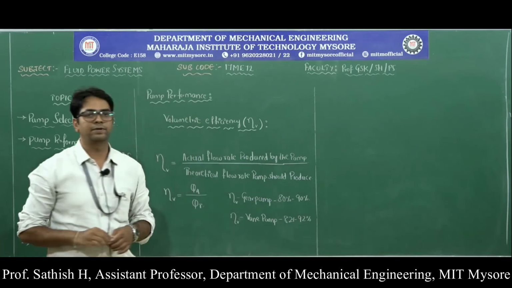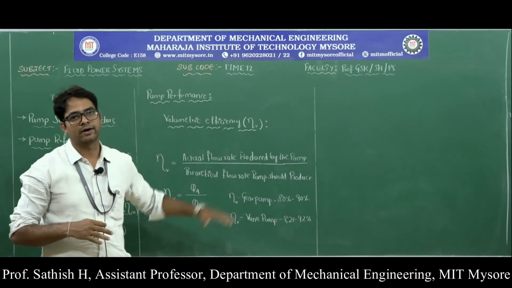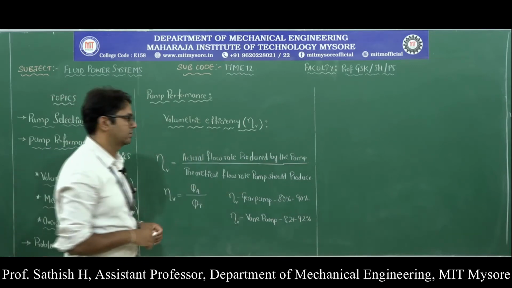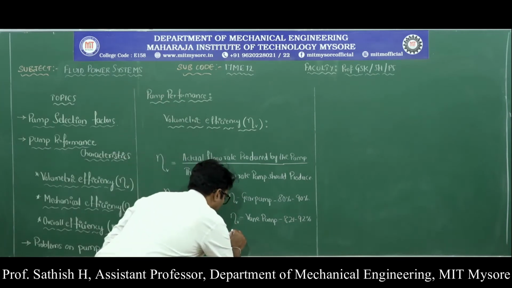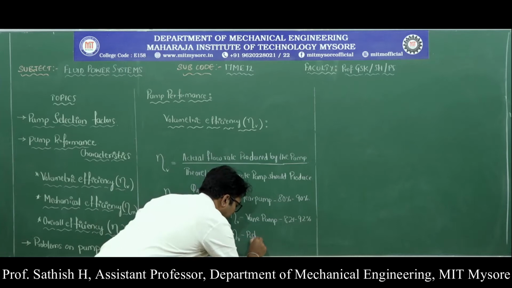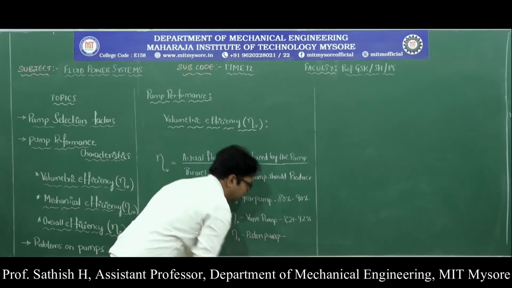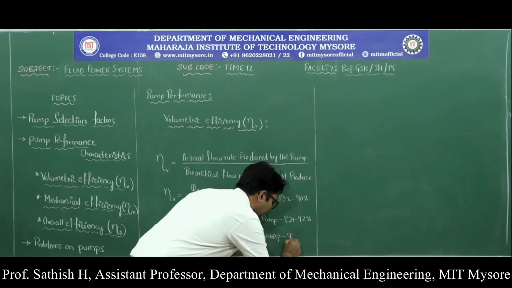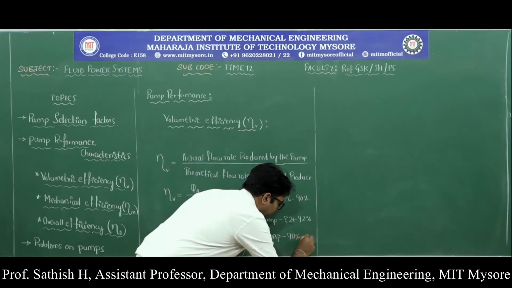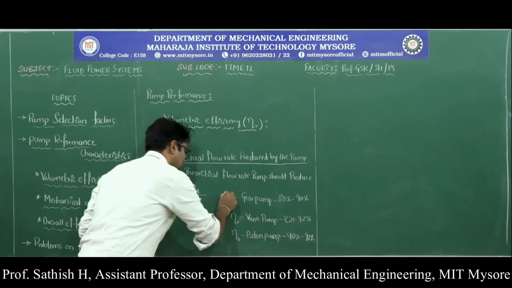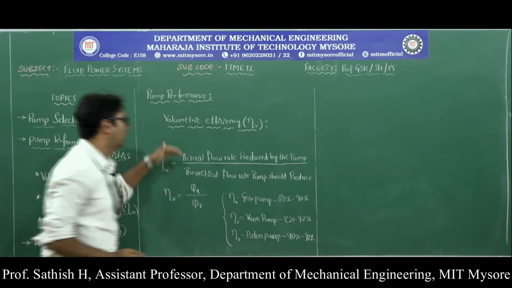And then we have the piston pumps. They have the highest volumetric efficiency compared to these two, which is equal to 90% to 98%. So this is about the volumetric efficiency.